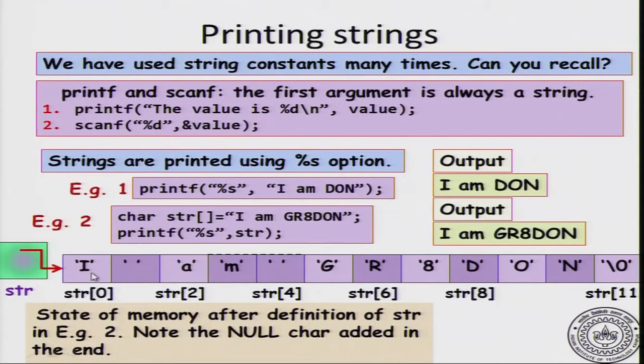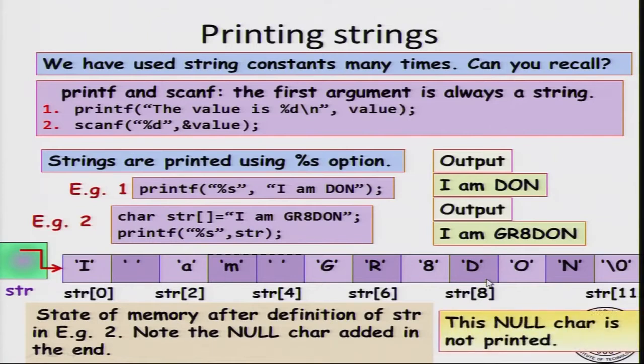The state of memory after definition of this string in example 2 is that it has a list of all these characters, I, space, A, M, space and so on, and note the implicit null at the end. Even though the double quotes ended just after n, when you stored it in an array, there is an implicit null that is inserted at the end of the array. So, when you print it, it will print until the null character. The null character itself at the end of a string is not printed when you print it using %s.